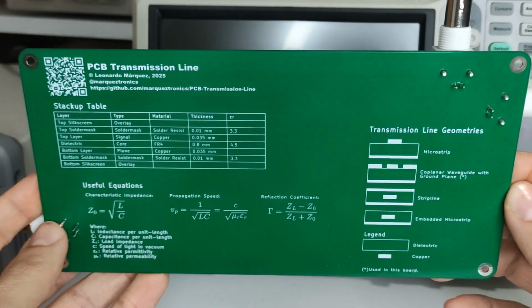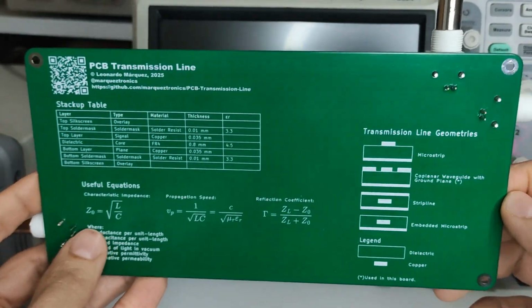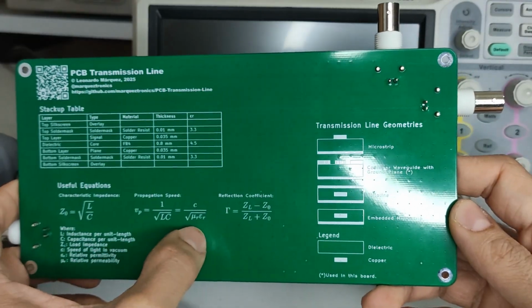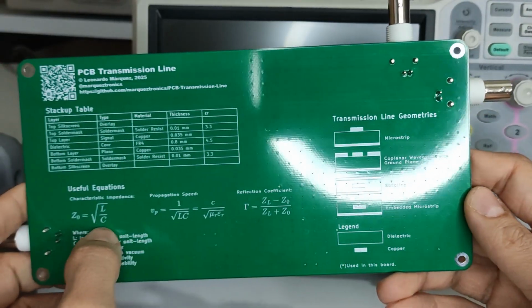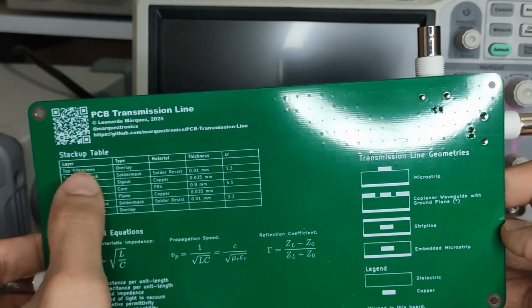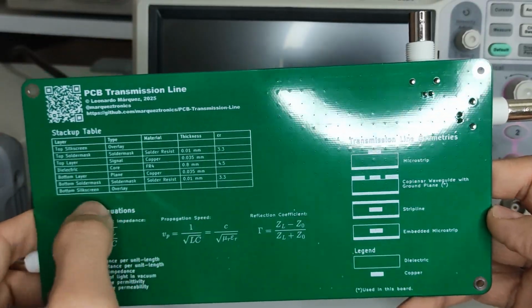and I added some equations on the silk screen, some information about transmission line geometries like microstrip, strip line, etc. Some useful equations that I use in this video, and also the stack-up table if you want to replicate this layout with a 50 ohm impedance.